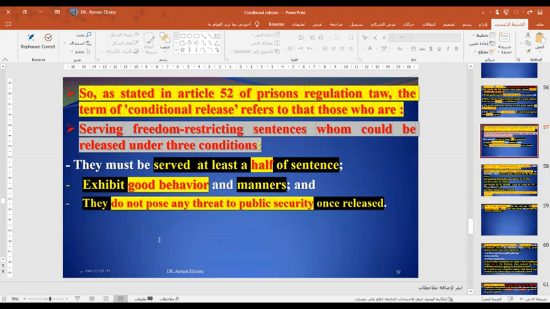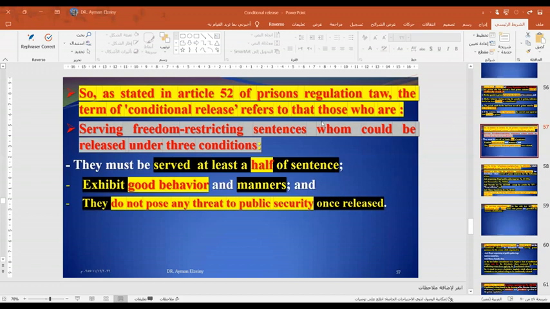As stated in Article number 52 of the Prison Regulation Law, the term of conditional release refers to those who are serving a freedom-restricting sentence, who could be released under 3 conditions. The first one, serve at least half of the sentence, not less than 6 months.